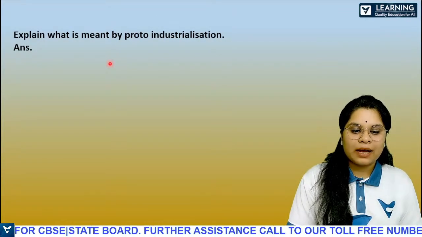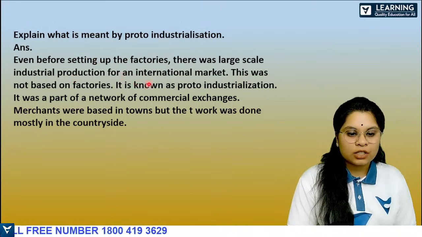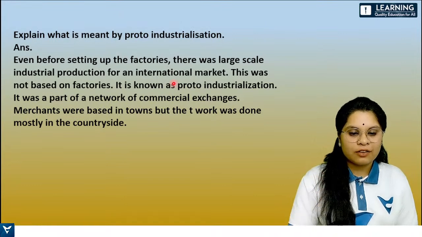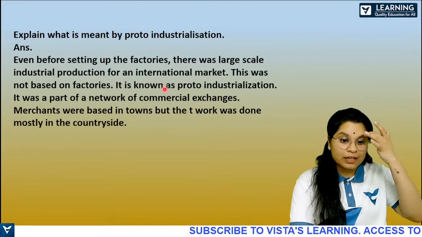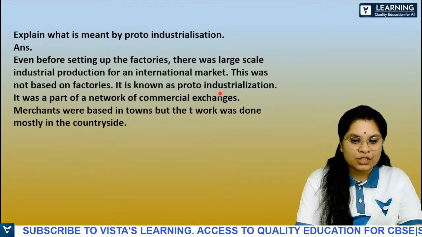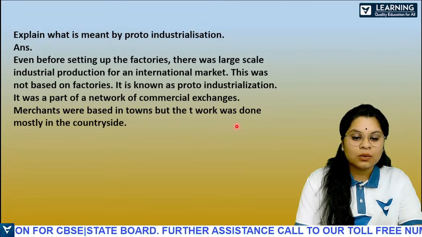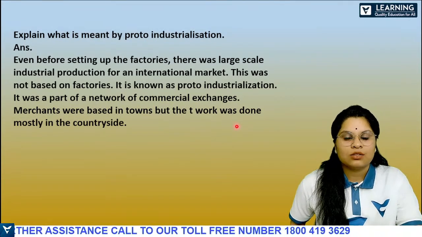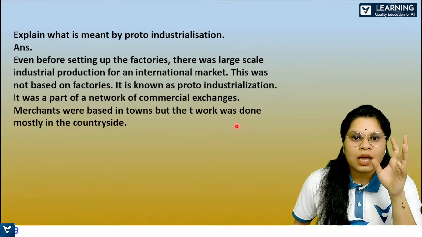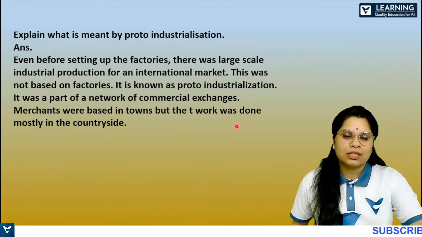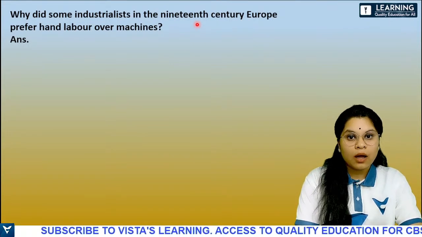Next one, explain what is meant by proto-industrialization. Even before setting up the factories, there was large-scale industrial production for an international market, for people away from India. This was definitely not based on factories. So it was known as proto-industrialization. It was part of a network of commercial exchanges. Merchants were based in towns, but the work was done mostly in the countryside, on the outskirts.